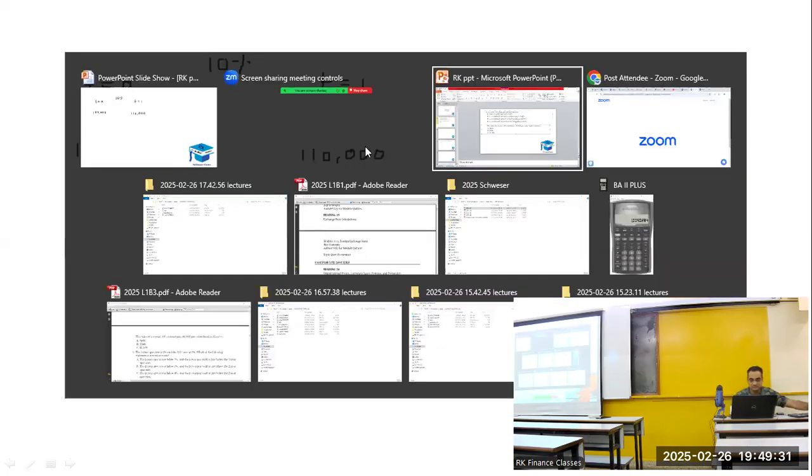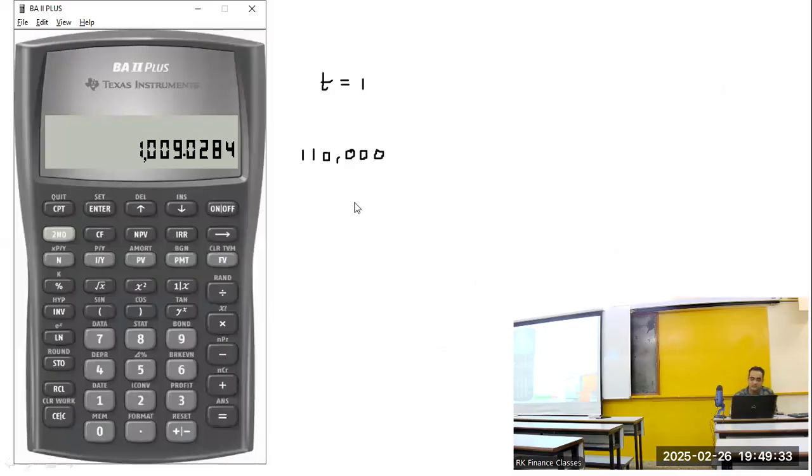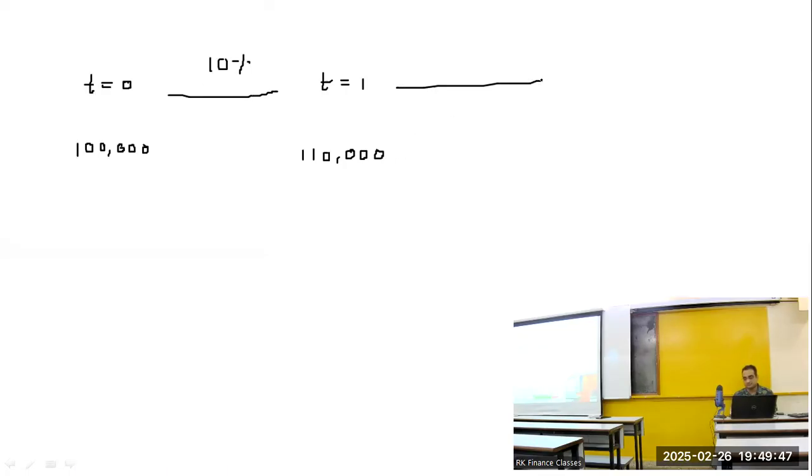Let's see this. So t equal to 0, at the start I had 1 lakh rupees, and in year 1 I got 10% return. So 10% of 1 lakh is 10,000. So this will become 1 lakh 10,000. Clear? So this is the calculator which is required. 1 lakh into 10%, that's 10,000 plus 1 lakh, that's 1 lakh 10,000. And now in year 2, you got 20% return. So this 20% is on 1 lakh 10,000.